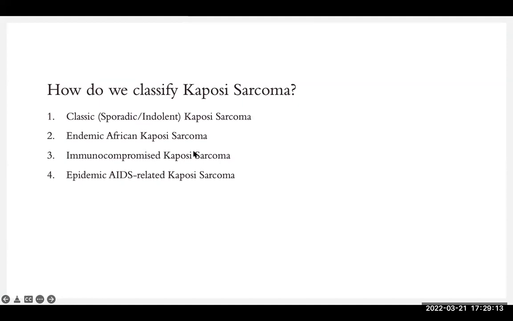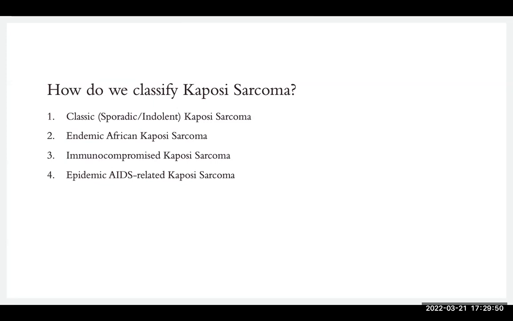The immunocompromised is iatrogenic. So it comes about in patients who we give drugs to lower the immunity, especially after transplantation. So it happens maybe 1 year to 3 years after you've done the transplantation. These cancers tend to arise. And one drug that is notorious for that is sirolimus. So that tends to cause that immunosuppression and the Kaposi sarcoma.